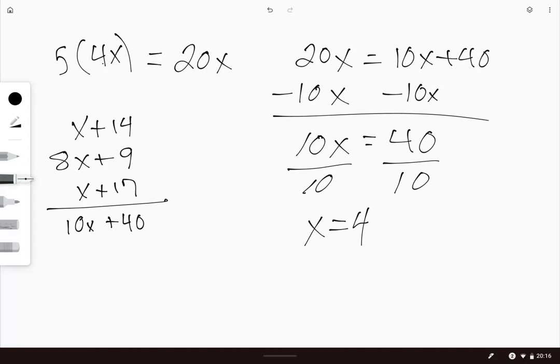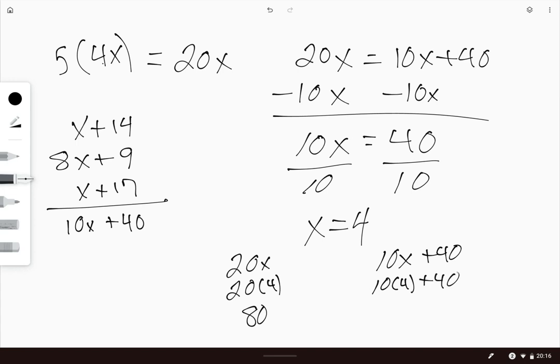So I can take either expression and substitute x. If I take 20x and do 20 times 4, I get the number 80. So the perimeter is 80. Likewise, if I would have chosen the other side, which was 10x plus 40, and substituted the 4, I would have 40 plus 40, and that equals 80 as well.